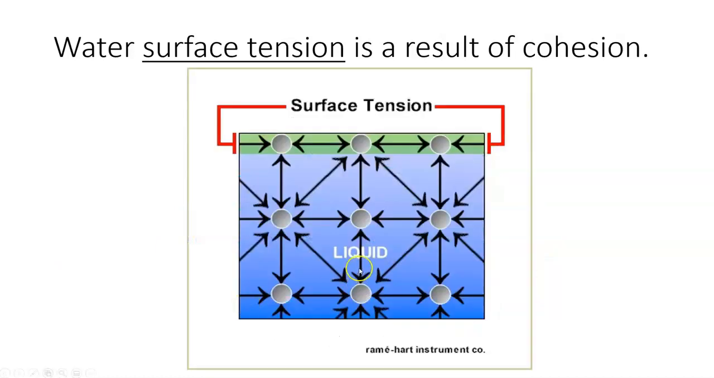And here's just another picture of surface tension. Remember, water surface tension is a result of cohesion, the ability of water molecules to stick to each other. You can see here's the surface of the water. The water molecules at the surface are only attracted to the water molecules next to them and below them. And this attraction of the water molecules next to each other, but nothing up here, provides for surface tension.